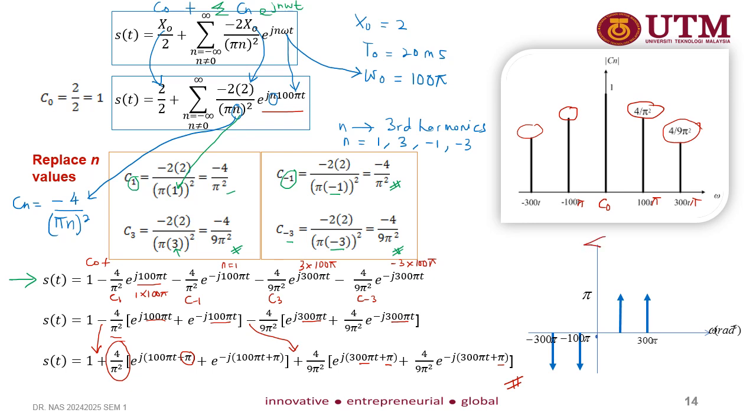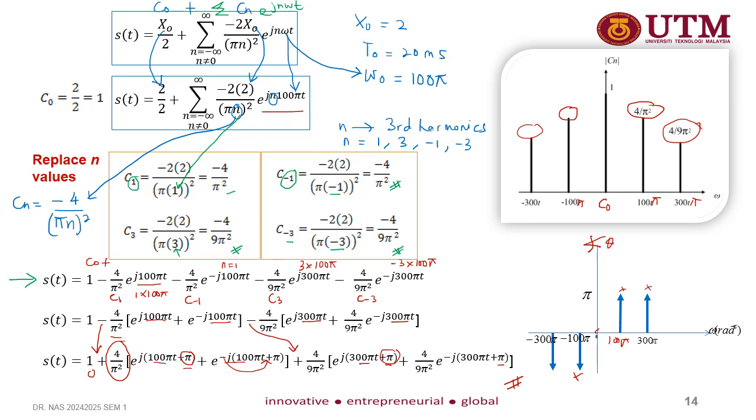Next is the phase spectrum. At 0, the phase is 0. At positive 100 pi, the phase is positive pi. At negative 100 pi, it is negative pi. And at positive 300 pi, it is positive pi.